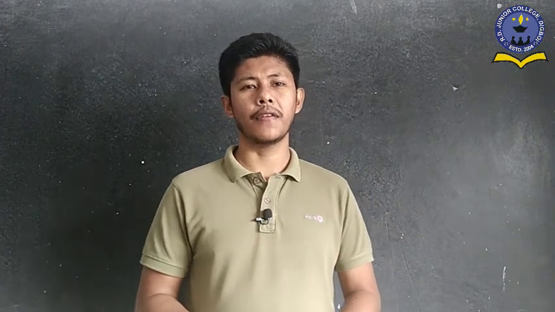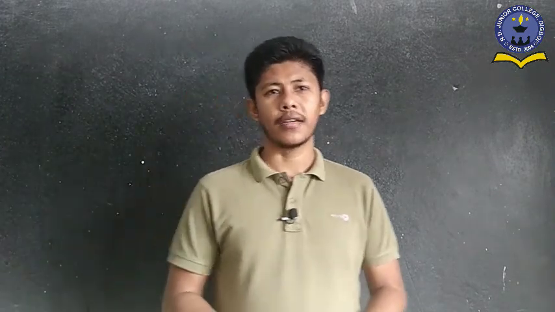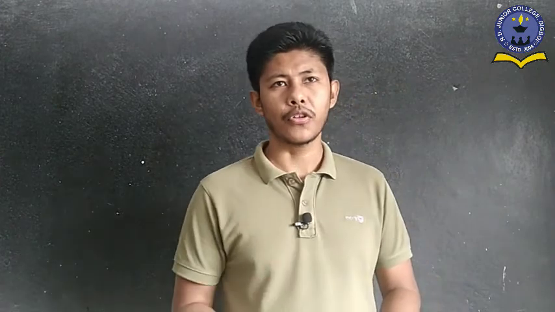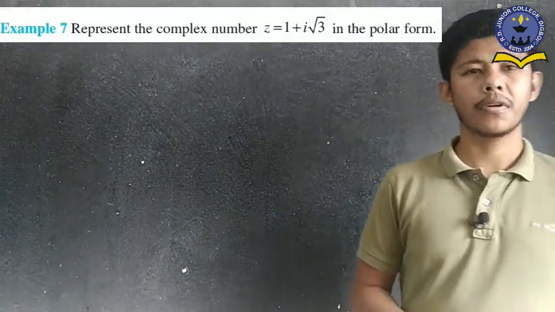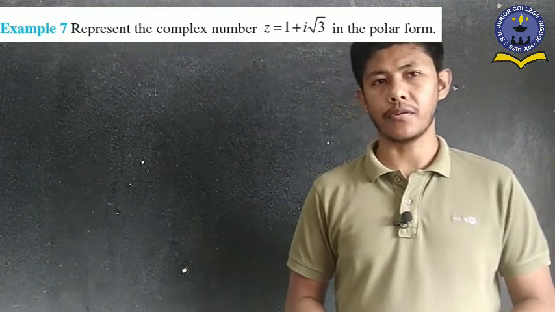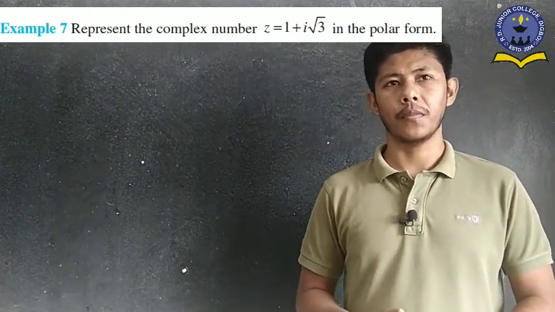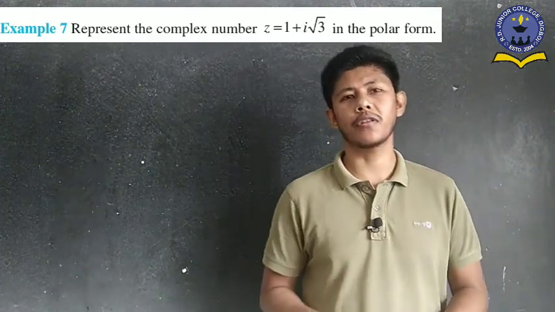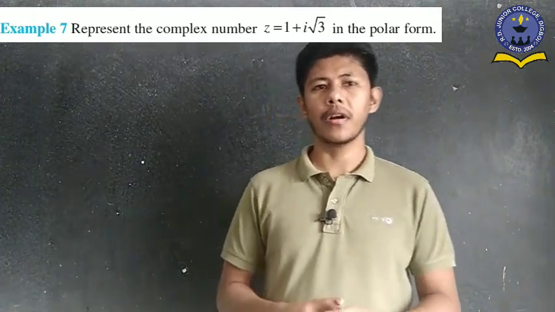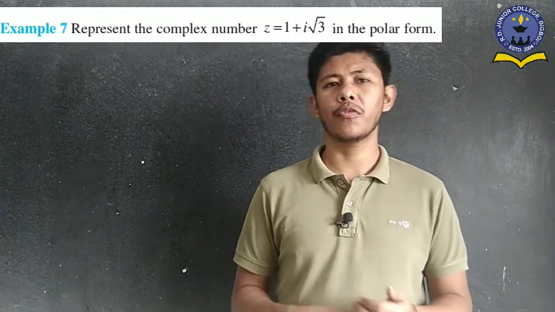So first of all, if you see the first example here, the question is: represent the complex number z equal to 1 plus i root 3 in polar form. So that means z equal to 1 plus i root 3, we have to convert this into polar form. How can we convert this into polar form, we have to discuss here.